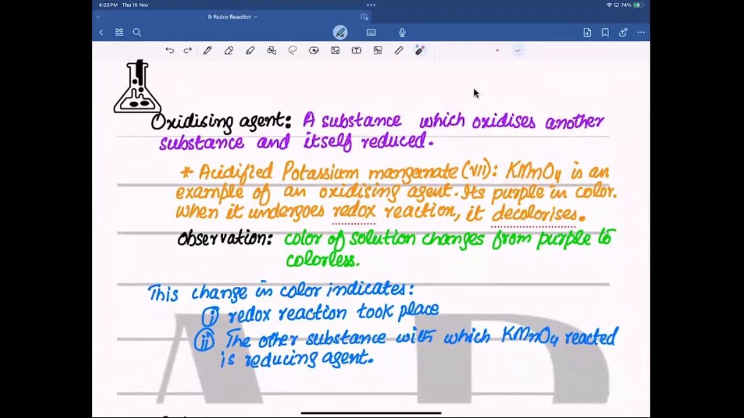So if a color change is observed when we put KMnO4 in something, then the color change helps us identify two things: that if the color changes, then it means that a redox reaction took place. And the other substance with which this potassium manganate reacted is a reducing agent, because this one is an oxidizing agent. Is this clear?